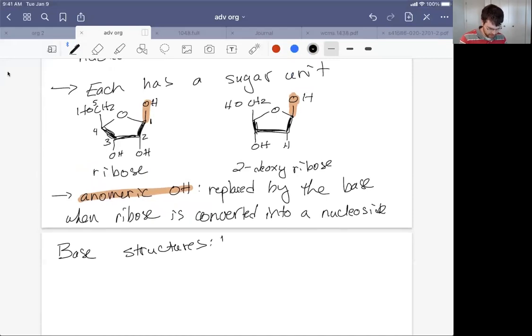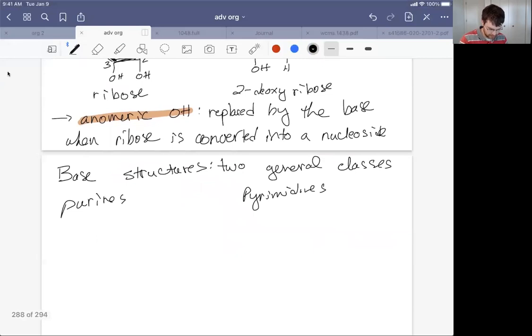Now the base structures, there are two general classes. There's the purines and the pyrimidines. Okay, so it turns out that I like to learn this by, first of all, getting comfortable with the pyrimidine structure. So pyrimidine is aromatic, alternating double bonds, single bonds, and there's two nitrogen atoms that are separated by one carbon. And if we numbered these, we could go 1, 2, 3, 4, 5, 6. We include the nitrogens in the numbering scheme, starting with one of the nitrogens being 1.